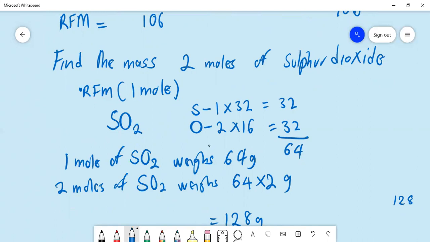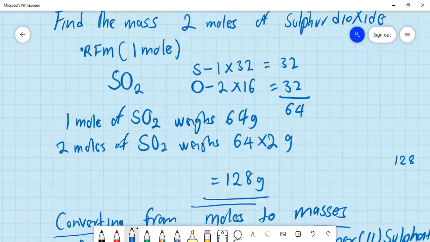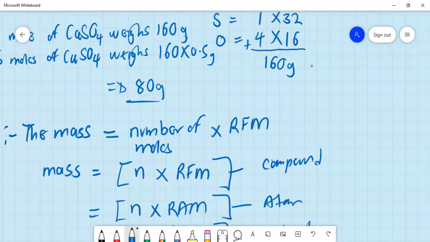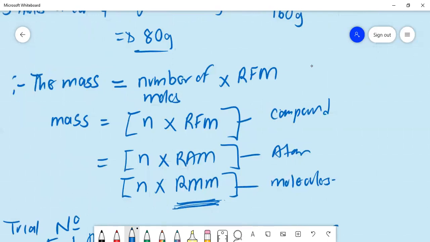So from our formula, we realize that for the mass, this is the formula I said. For the mass of a given compound, or the mass of a given atom, or the mass of a given molecule, it is always equal to the number of moles times the relative formula mass for a compound, relative atomic mass for an atom, relative molecular mass for a molecule.